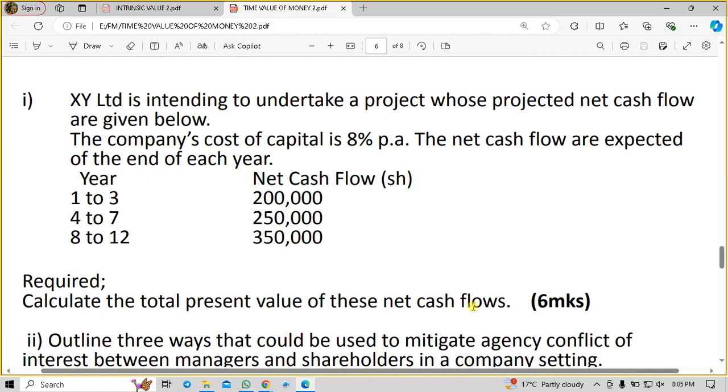So year 1 to 3, the net cash flow is 200,000. Year 4 to 7, we have 250,000. Then we have year 8 to 12, 350,000. So the rate that we are using, I don't know, do we change the rate or we use this?